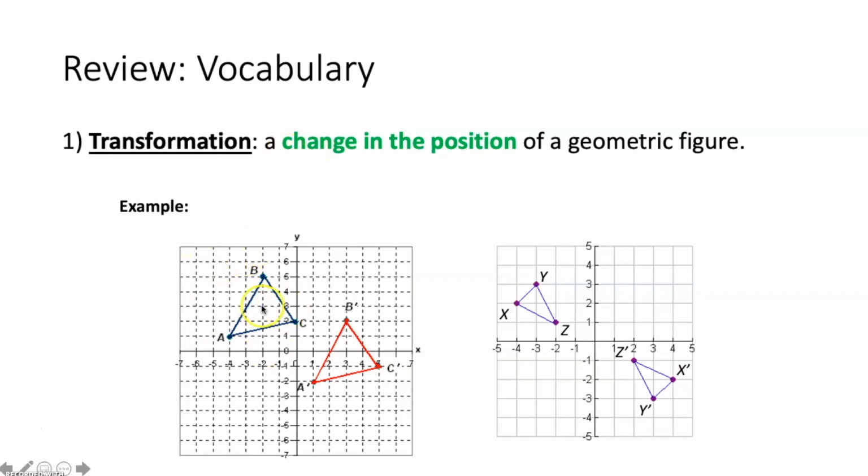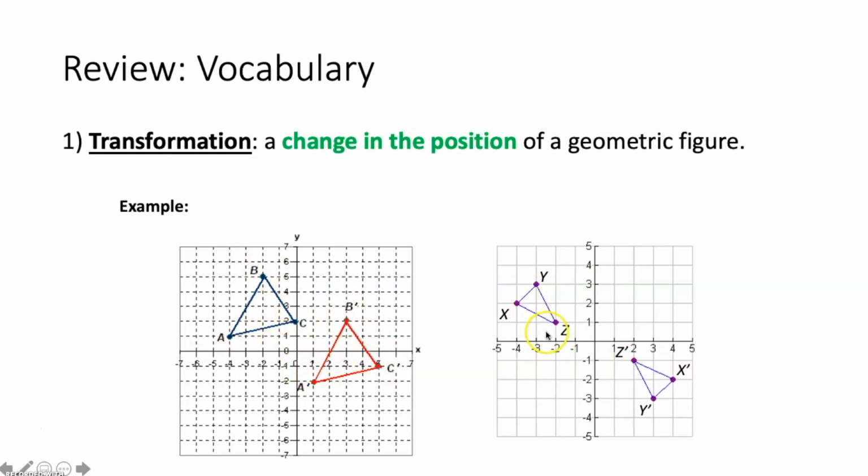In this particular instance down here, we have our initial figure, triangle ABC, that we call our pre-image. We're going to talk about that more in a second. And it undergoes some type of transformation in order to get our resulting figure, which we call our image, triangle A prime, B prime, C prime. In this case, it was a translation, a slide.